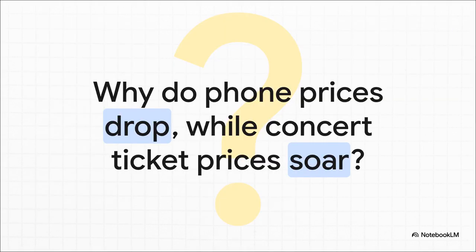So think about this for a second. Why does a new phone get cheaper over time, but a popular concert ticket gets way more expensive? The answer to both questions is rooted in the principles of supply. Understanding how producers behave is the key, so let's get into it.